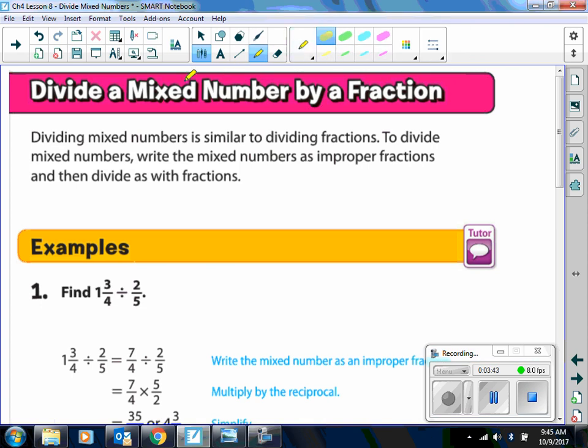So we are going to divide a mixed number by a fraction. Divide a mixed number by a fraction. So here it says dividing mixed numbers is similar to dividing fractions. To divide mixed numbers, you're going to write the mixed numbers as improper fractions and then divide as with fractions. So first you change them to improper fractions, and then you divide like normal.